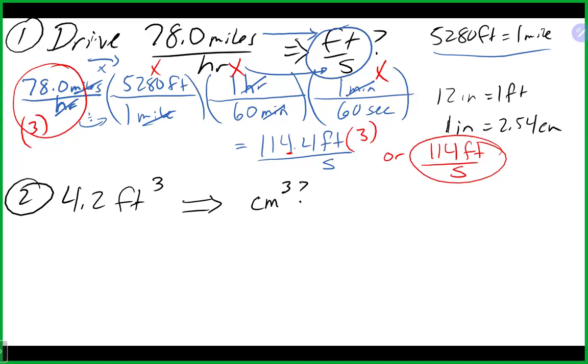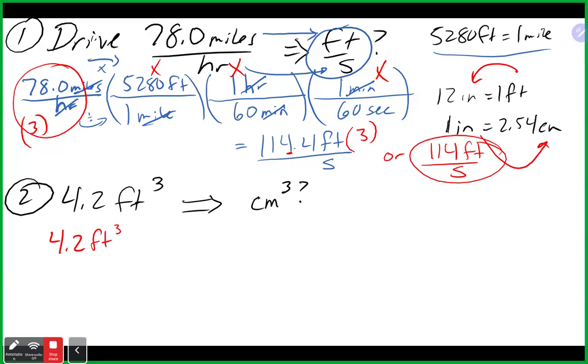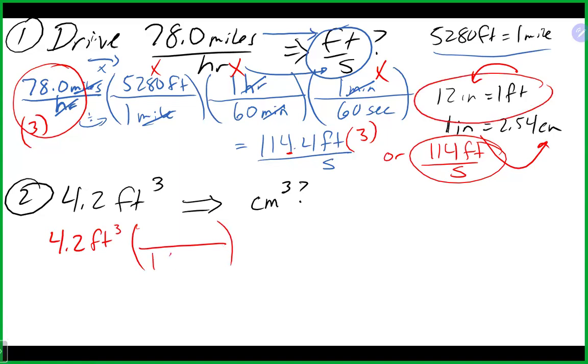All right, taking a look at the next one, we're looking for cubic feet to cubic centimeters. We basically could take feet to inches, inches to centimeters to get us there. So here we're going to start with 4.2 cubic feet. And I'm going to use my feet to inches conversion here. I'm going to do 1 foot on the bottom, which is opposite, and 12 inches up on top.